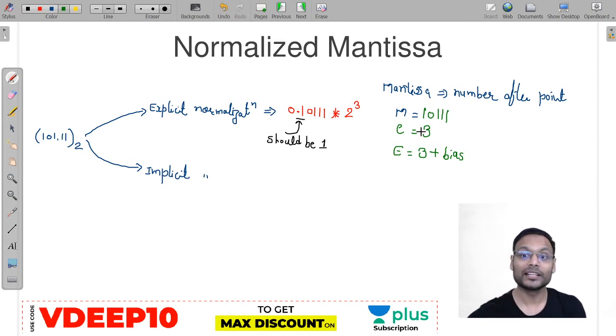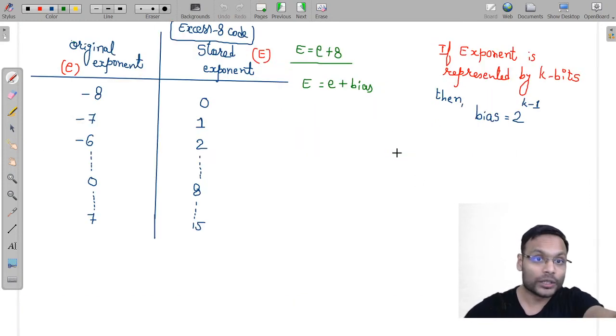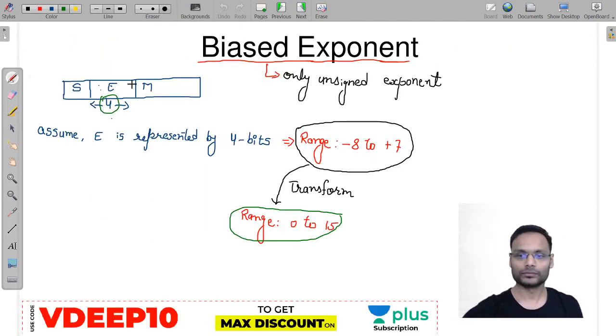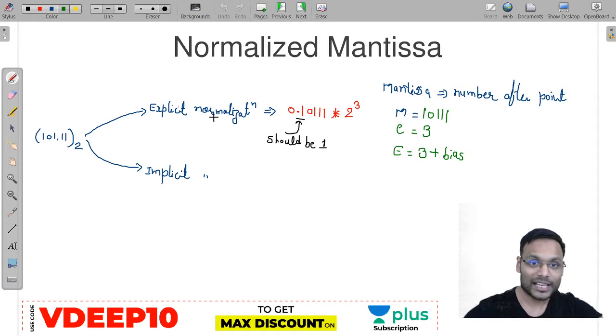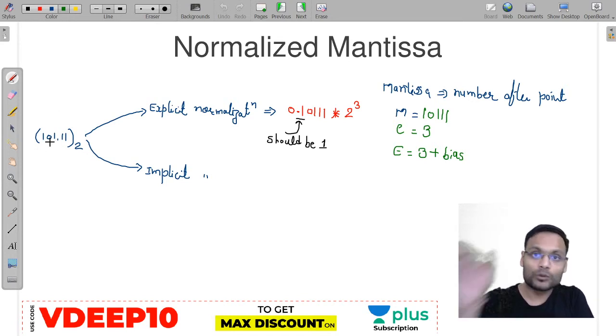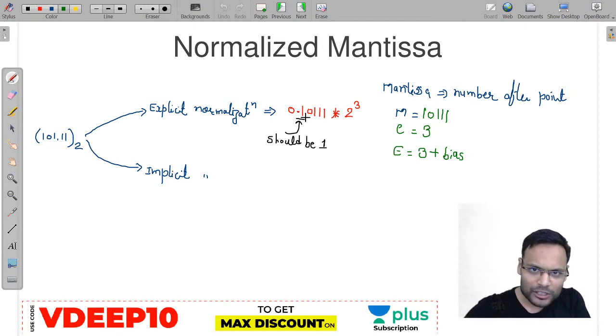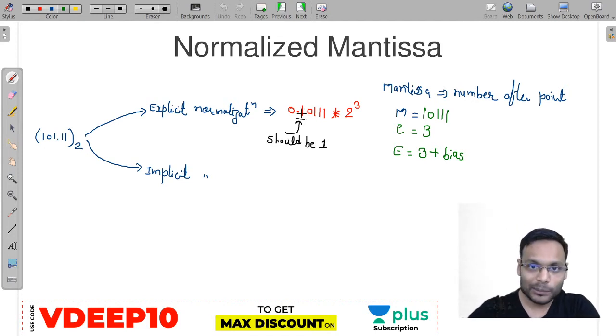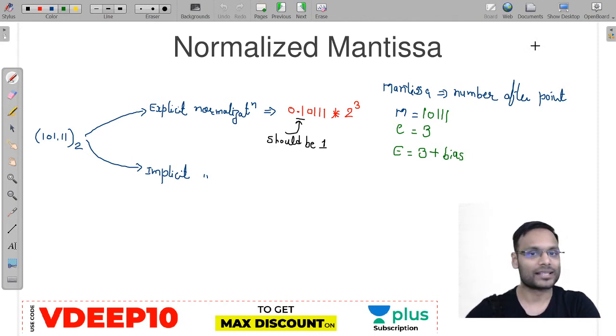After that you will be getting what? The original exponent, which is here, will be stored. Fine. Understood what is explicit normalization? Remember, explicit normalization means this number will be represented in such a way that I can write 0 point something, and in that something the very first bit after the point should always be 1, and whatever number is after the point is my mantissa. What is that? Mantissa. Fine.